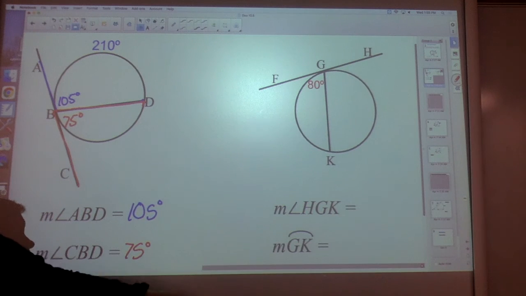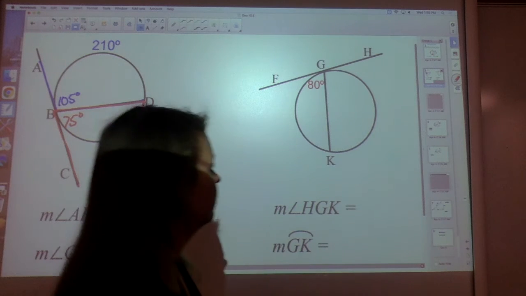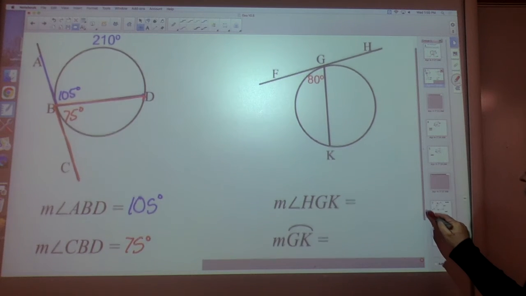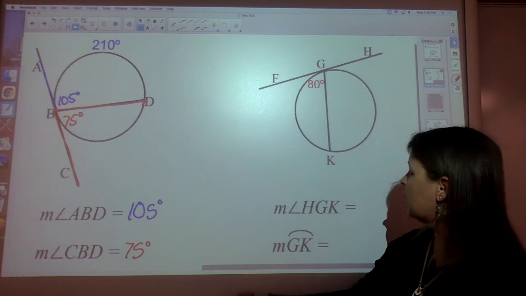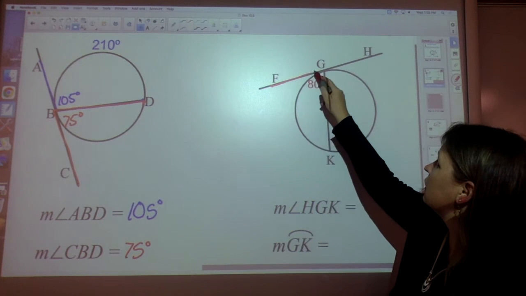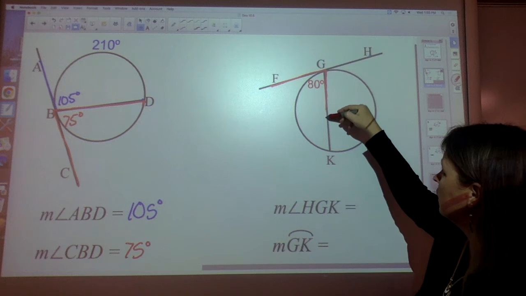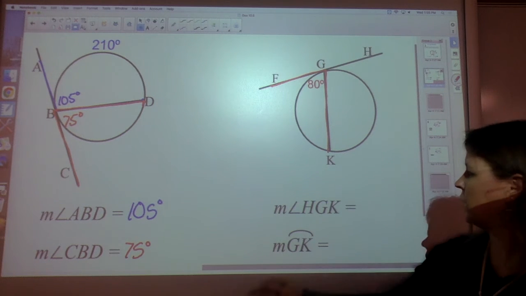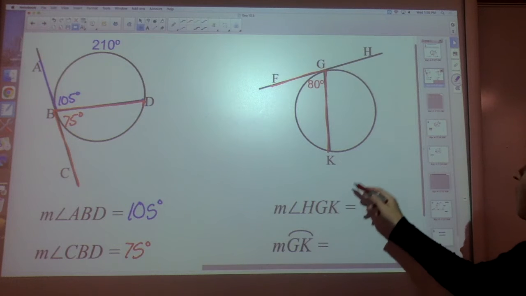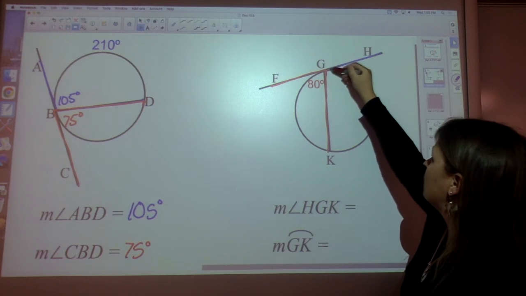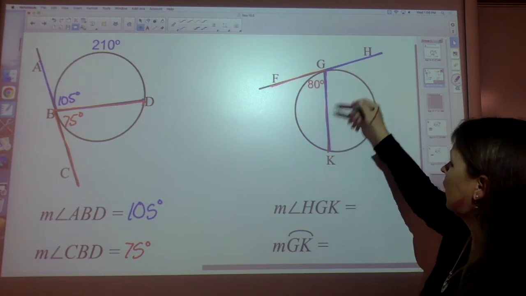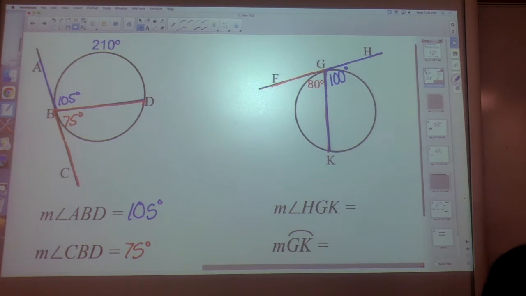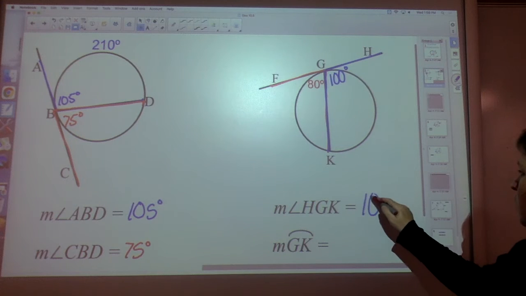Let's try this one. Different diagram. Draw it if you have to. Now we know how big the angle is this time. We know that this angle from F to G to K is 80 degrees. How big is the measure of the angle from H to G to K? H to G to K, they're a linear pair. They have to add up to 180, 100 degrees. Don't forget your degree symbol.